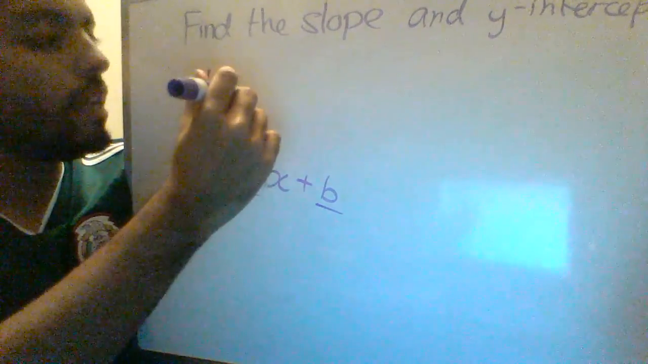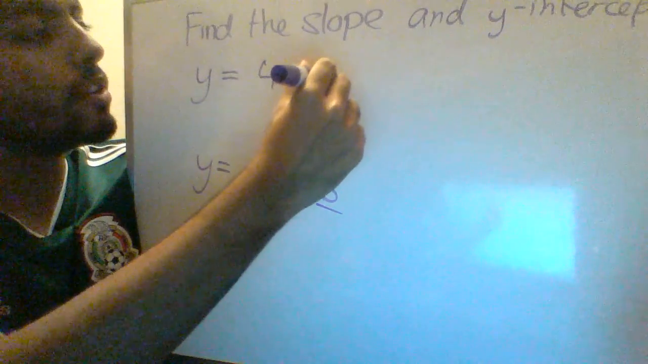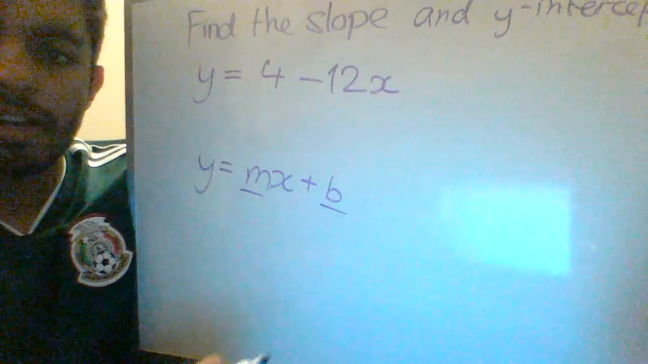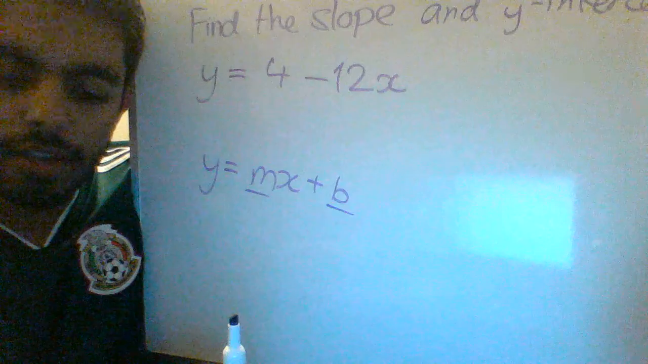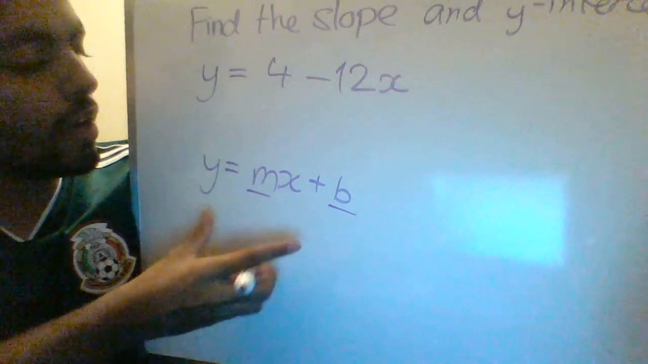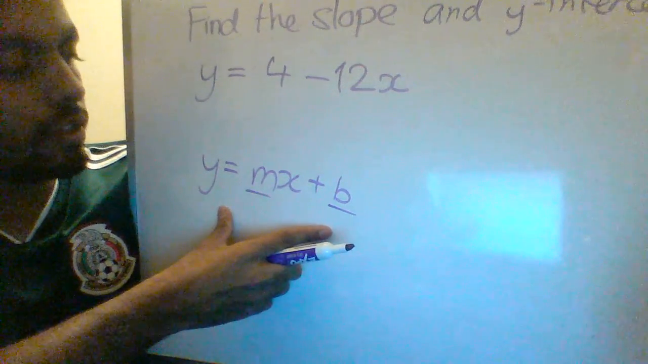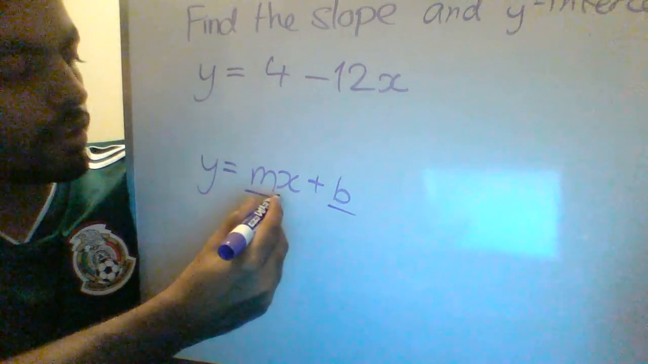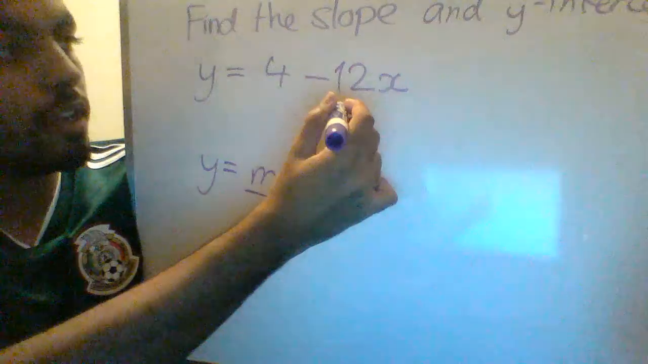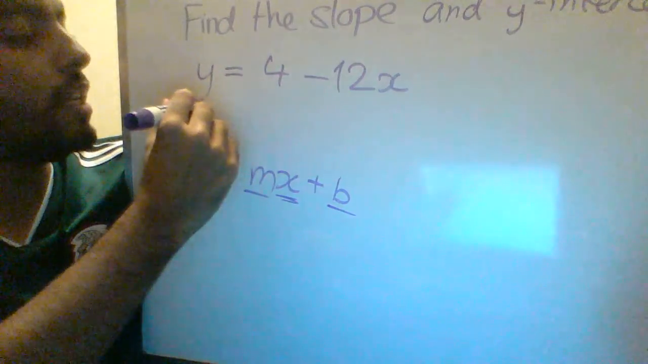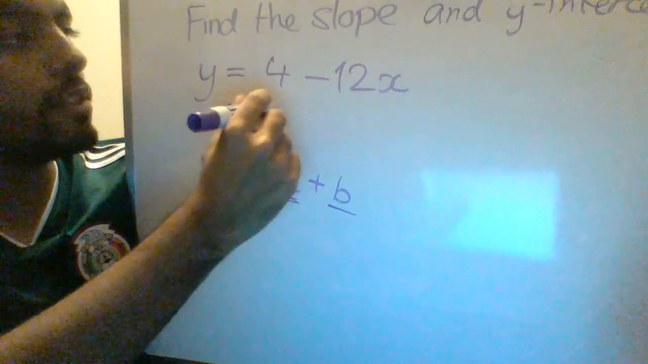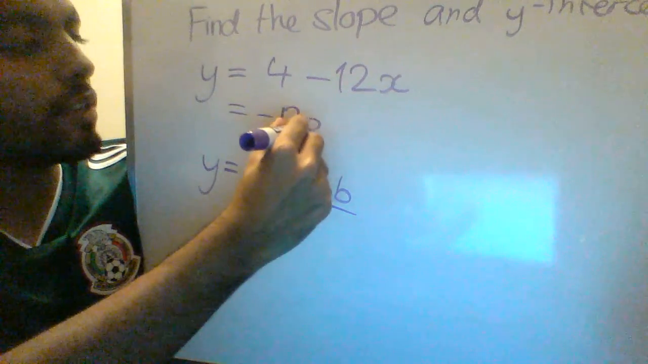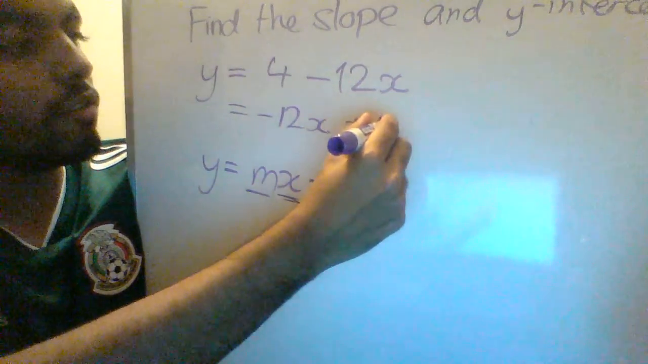This one is y equals 4 minus 12x. All right, so now for this one, I have written this equation a little bit out of order because the term with x in it is all the way at the end. And so I need to rewrite this as negative 12x plus 4.